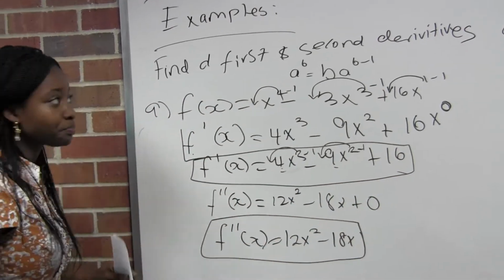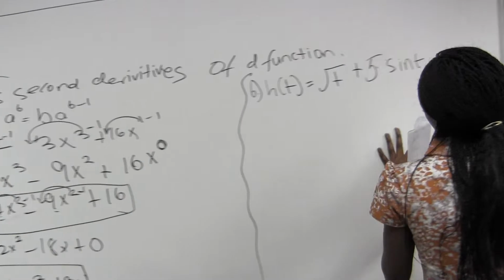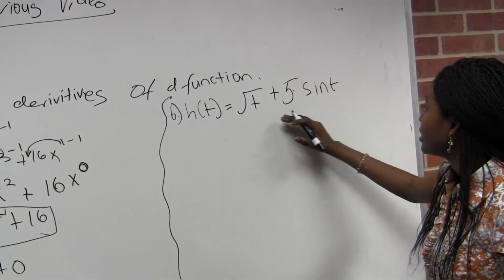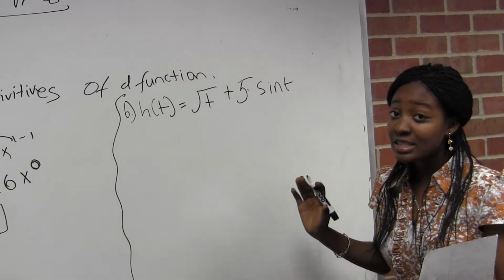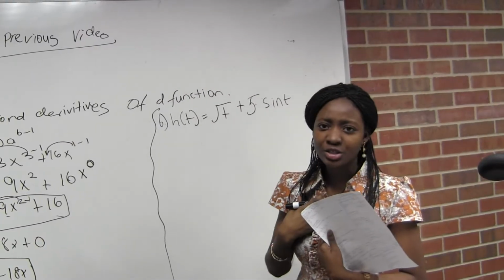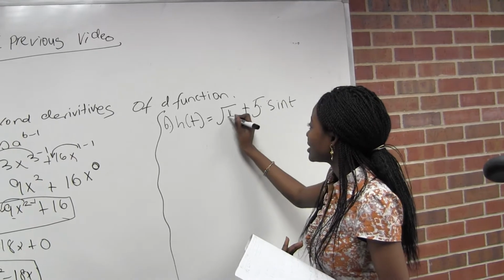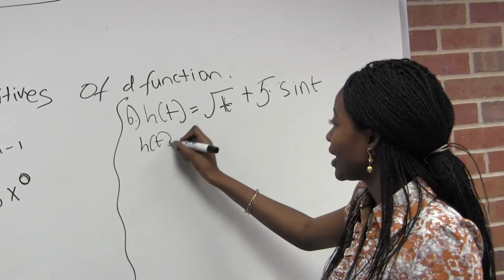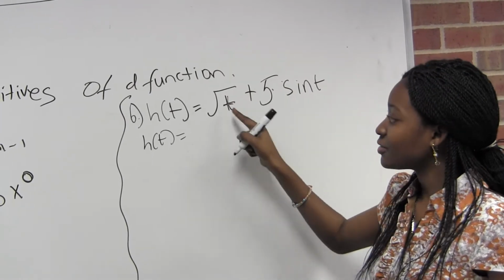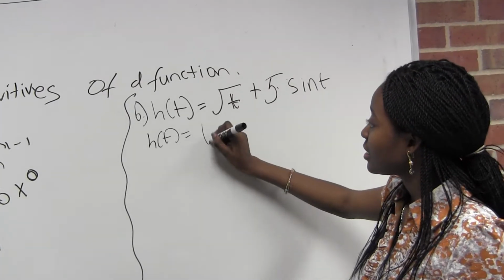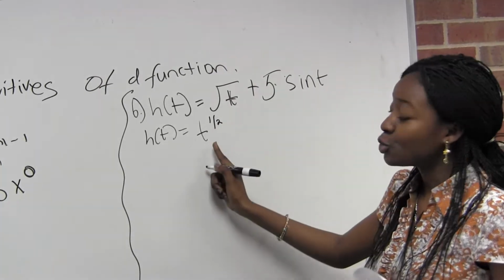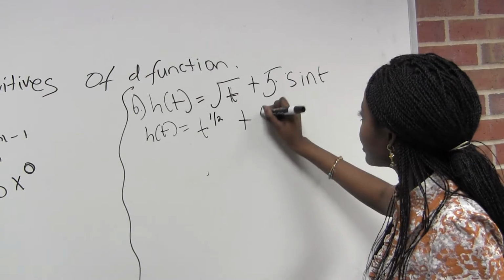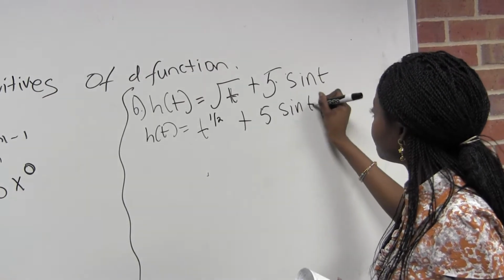So that's it. Now to the second question over here. I have h of t equal to the square root of t plus 5 sine t. The first thing I'm going to do here is ask myself a question: is there any way I could solve this in a much easier sense? The square root of t is the same thing as t to the power of 1/2. Doing this makes it much easier for me to differentiate. So now I have plus 5 sine t.